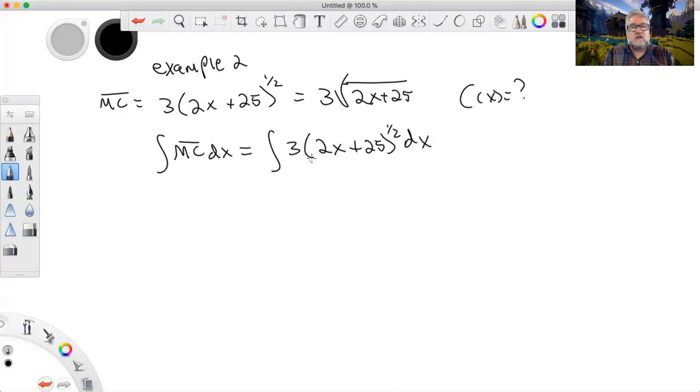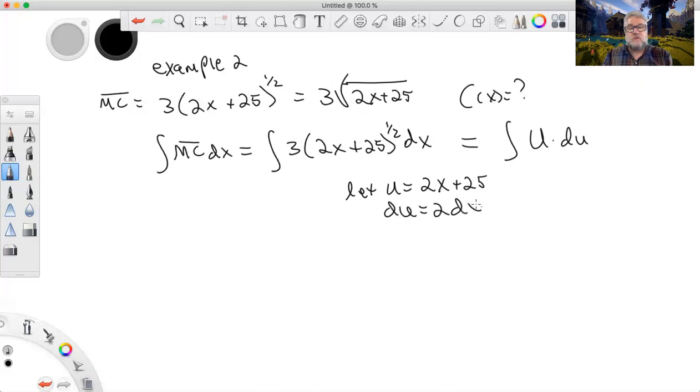Uh-oh, this one's not a nice, easy polynomial where I can do x to the n plus 1 over n plus 1, because I have this 1/2 here. I have a function raised to a power. This looks like integral of u to a power times du. So I need to do my substitution here. Let u equal the thing that's raised to a power, 2x plus 25. So du would be, the derivative of that is 2 times dx. Do I have a 2 dx? No, I just have a dx. But I can multiply by 2 and divide by 2.